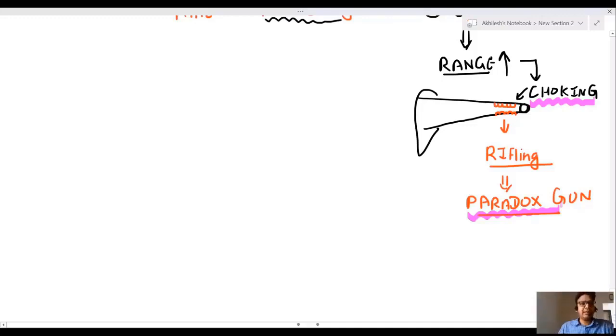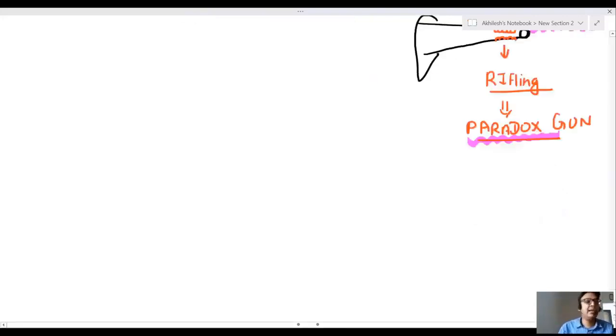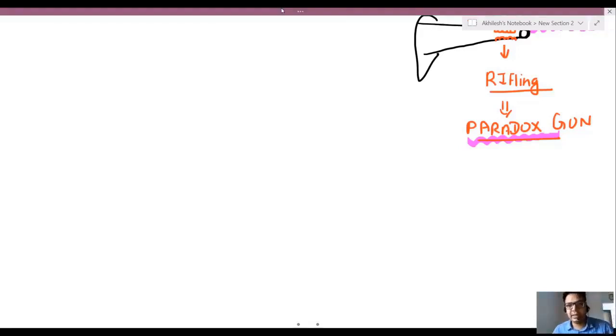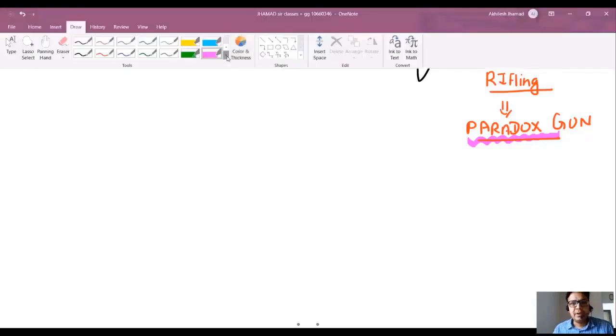What is the meaning of choking? The terminal end is constricted. This phenomenon is known as choking. And what is a paradox gun? The terminal end is rifled. Rifled means land and groove are provided there. Dr. Saab, by these two mechanisms, we can increase the range of the shotgun.